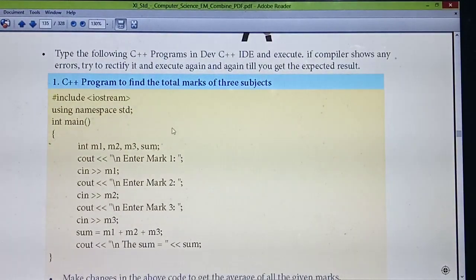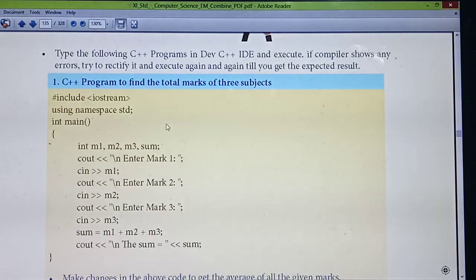The first program is, you are going to find the total marks for 3 subjects. You are going to calculate total marks for how many subjects? 3 subjects. How many marks do you require? 3 subject marks. First, listen carefully, rethink it, and write the program. So, 3 marks are there.